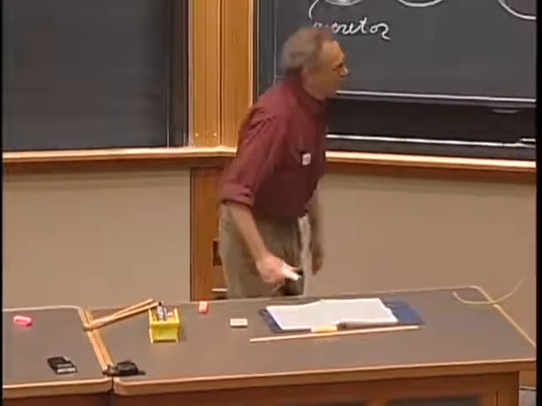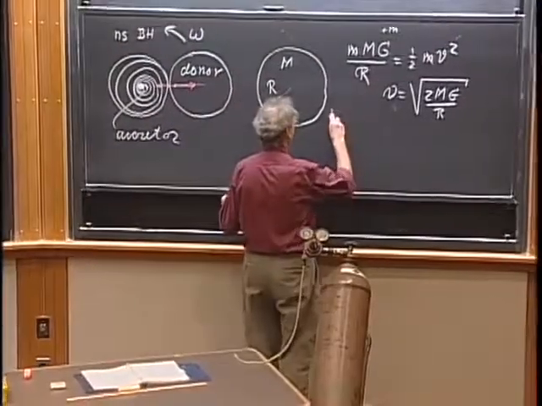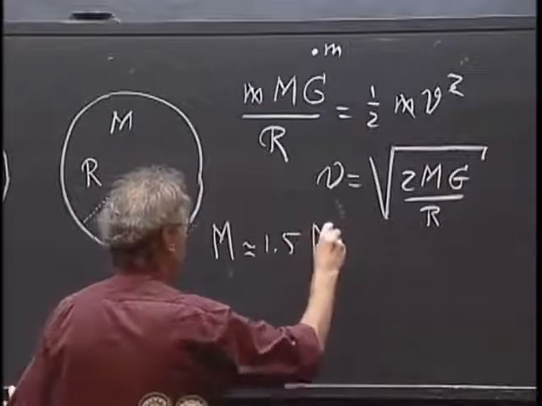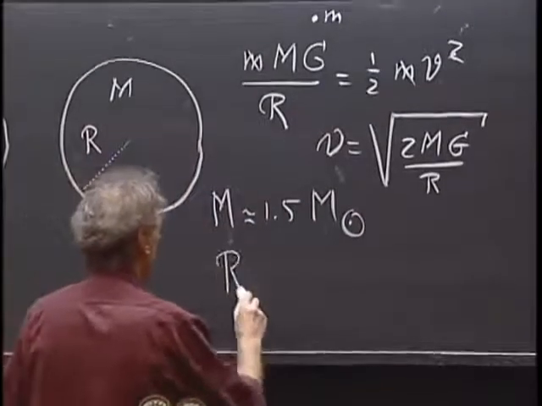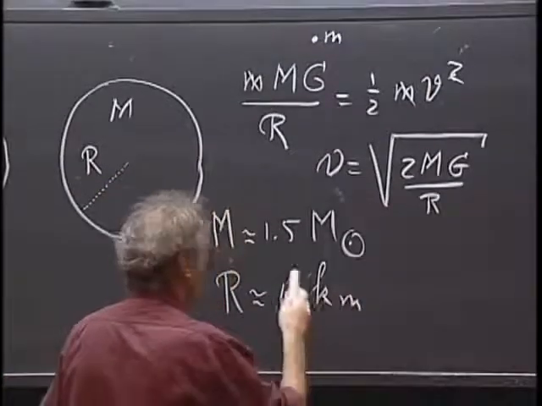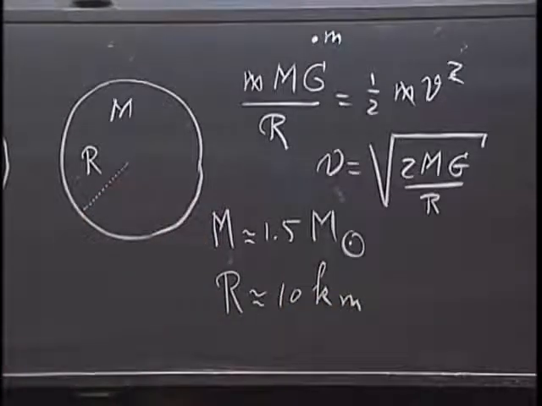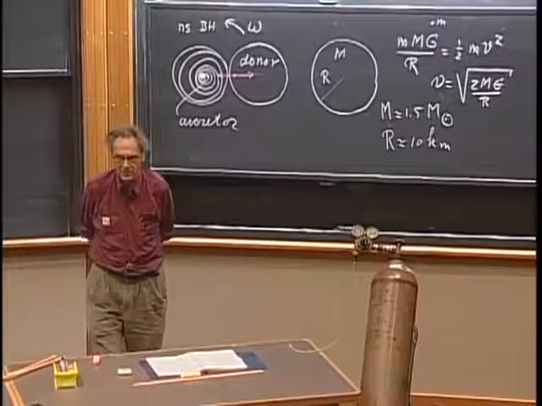Now comes the amazing thing. If you take a neutron star, the mass of a neutron star is very roughly 1.5 times the mass of the sun. This is the symbol for sun. And the radius for a neutron star is about 10 kilometers. If you substitute those numbers in there, you will get a phenomenal speed. You get 200,000 kilometers per second, which is 70% of the speed of light.